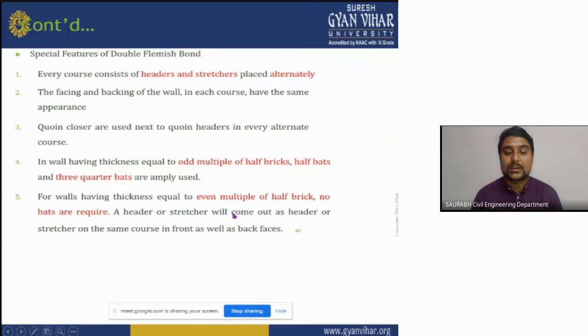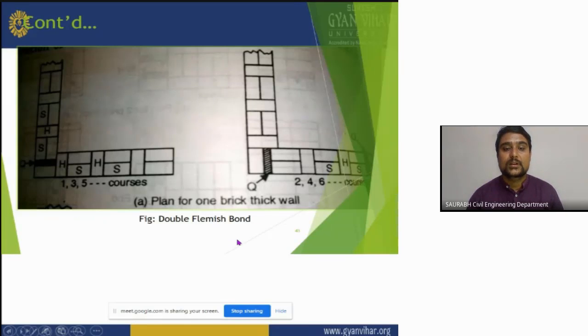For walls having thickness equal to an even multiple of half brick, no bats are required. The header or stretcher will come out as the header or stretcher on the same course in the front as well as the back faces. Now you can see the double Flemish bond here.